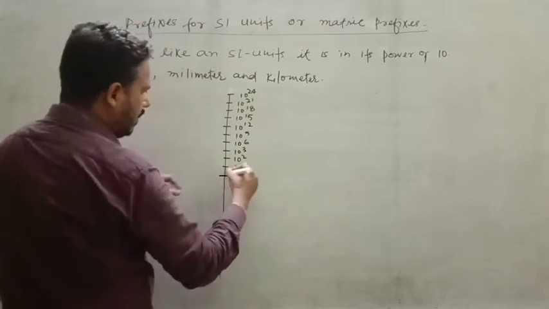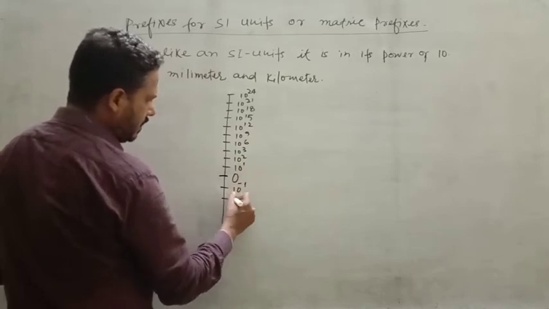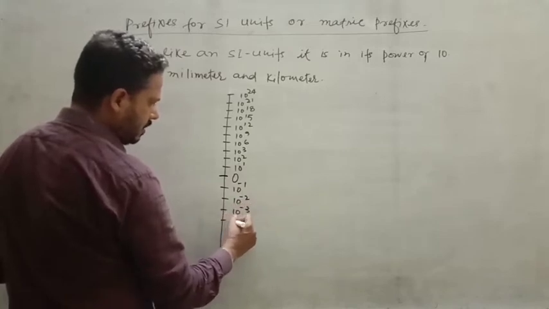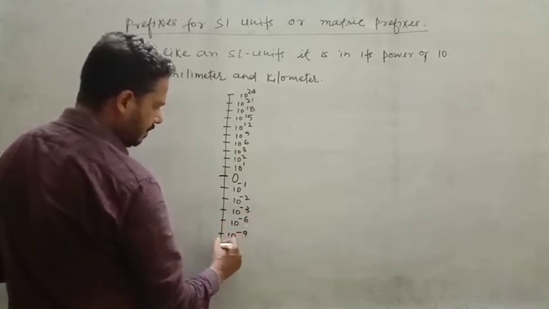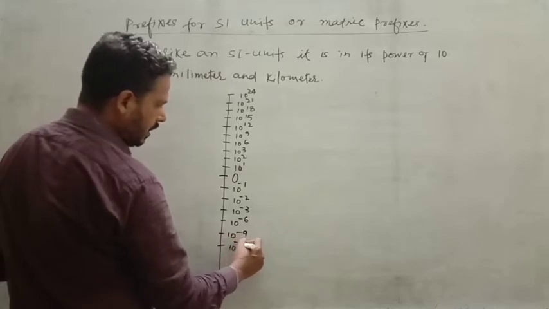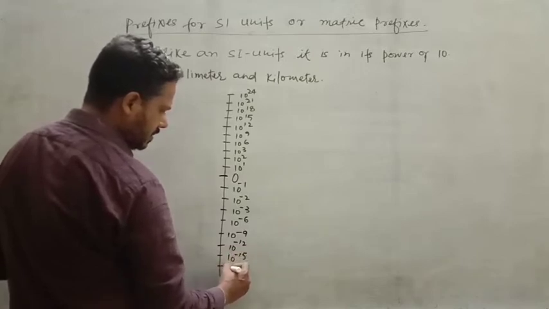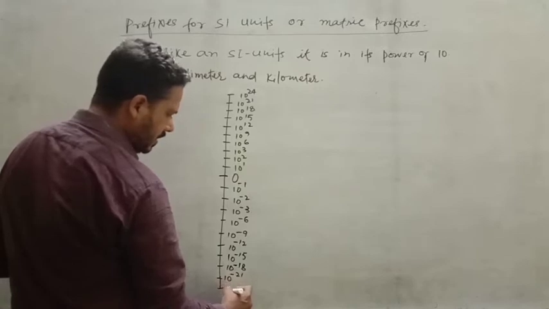Alright, accordingly, below this 0, there is 10 raised minus 1, 10 raised minus 2, 10 raised minus 3, 10 raised minus 6, 10 raised minus 9, 10 raised minus 12, 10 raised minus 15, 10 raised minus 18, 10 raised minus 21, and then 10 raised minus 24.